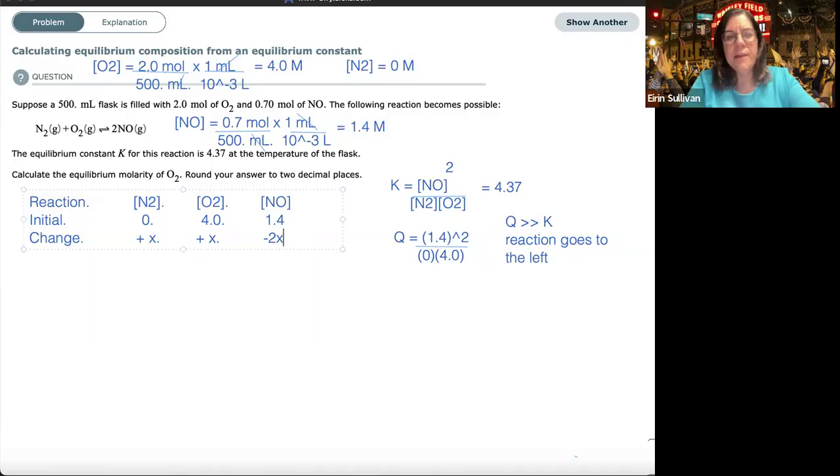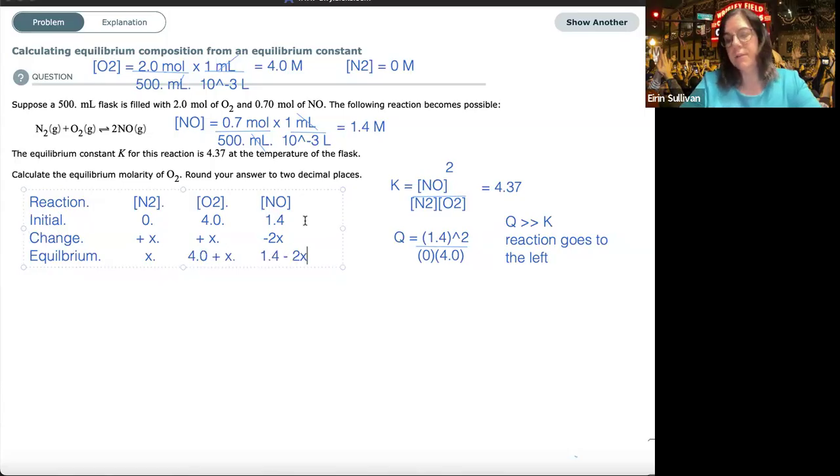We've done our change row. To get our equilibrium row, we just write the equilibrium concentrations in terms of X. The way to get to them is to add together down each column your initial and change. So 0 plus X is just X. 4 plus X is just 4 plus X, and then 1.4 minus 2x, we'll just write as 1.4 minus 2x.